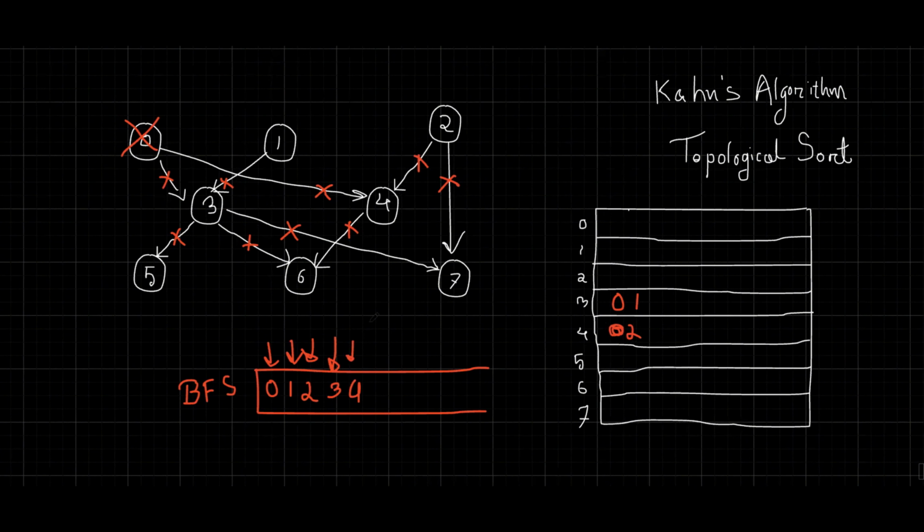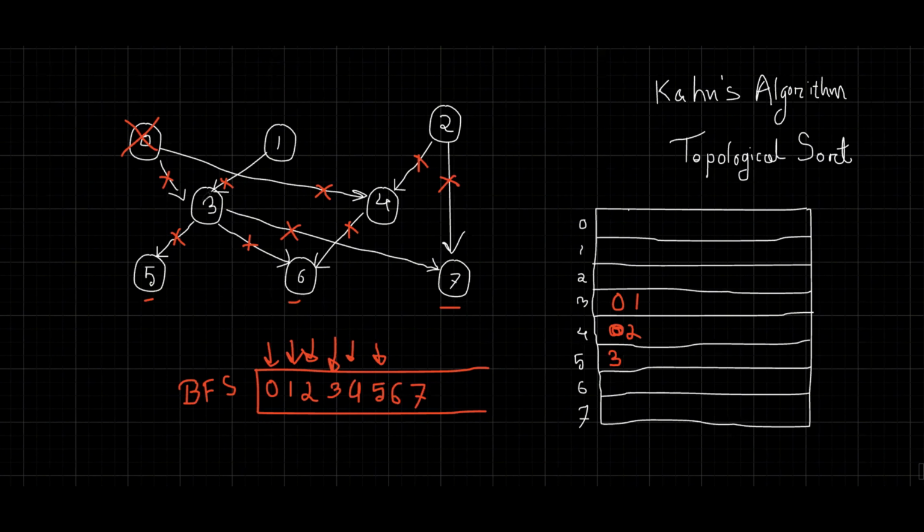Now the elements which have an in degree of 0 are 5, 6, and 7. So we will insert 5 here, 6 here, 7 here. Now the top element of the queue is 5. So here, 5 is dependent on 3. So we have to put 3 here.